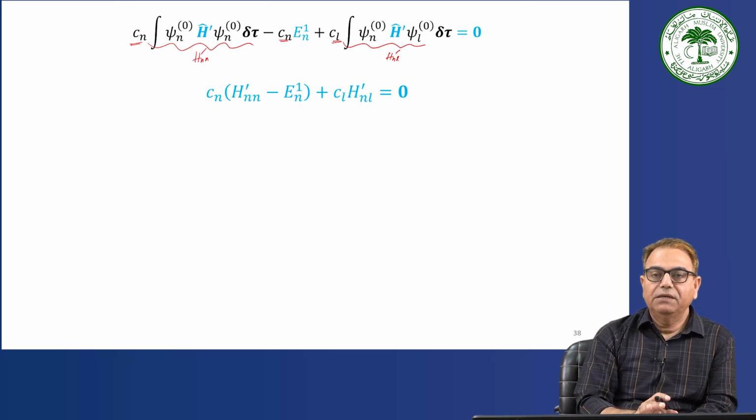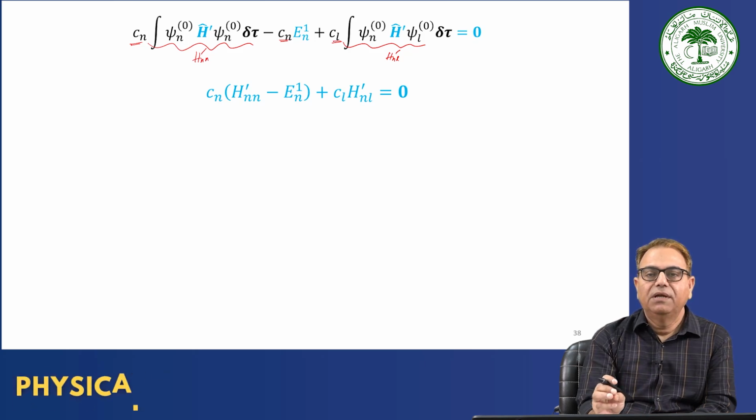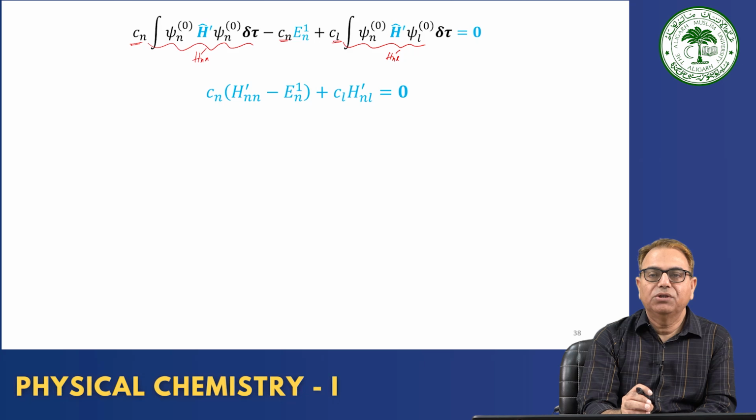We did nothing. We used the first order perturbation equation, and the only thing we did is that instead of using psi n naught as the wave function for the perturbed system, we have taken a linear combination of two eigenfunctions which correspond to the same energy in place of psi n naught. That's all. And then we multiplied with psi n naught and integrated over whole space, and we got this relationship.